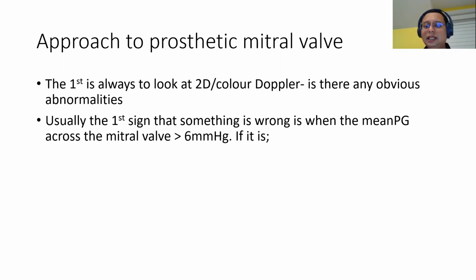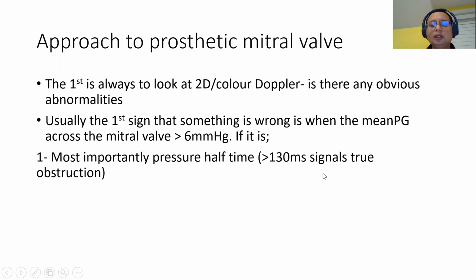So if you have a mean gradient that is more than 6 millimeter mercury across the mitral valve, what you do is you look at other parameters. The three parameters that are the most important when you're looking at mitral valve, after the mean gradient, are: number one, the pressure half time. Number two is the E velocity. So what is the E velocity? When you put the CW Doppler across the mitral valve, the E velocity is the early diastolic velocity. If it's more than 1.9, that might suggest obstruction.